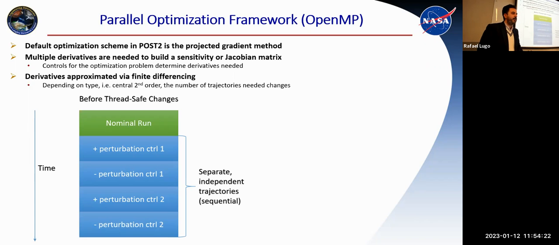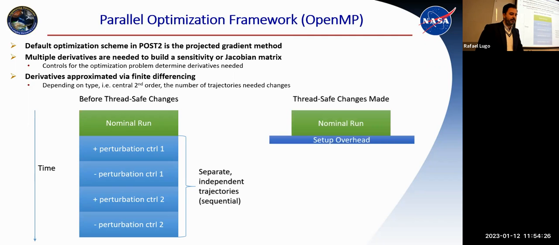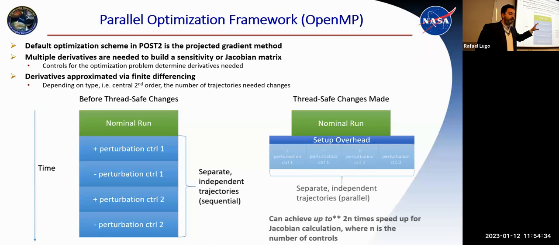It's a sequential problem. That's how it's always been done in POST, since it had an O in POST, I guess. Now with these changes, we have our nominal run. We still need the nominal trajectory. There's a little bit of overhead needed to set up the problem. And then once you do that, you can run all of your trajectories to build your sensitivity matrix in parallel, limited really only by the number of logical threads you have available on your machine.